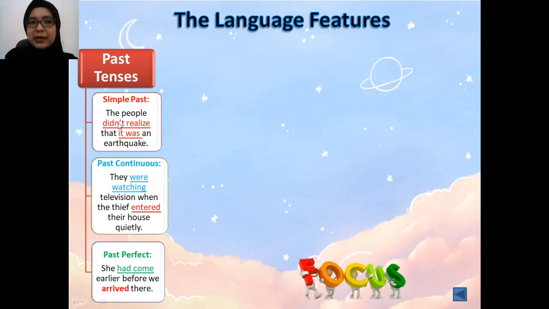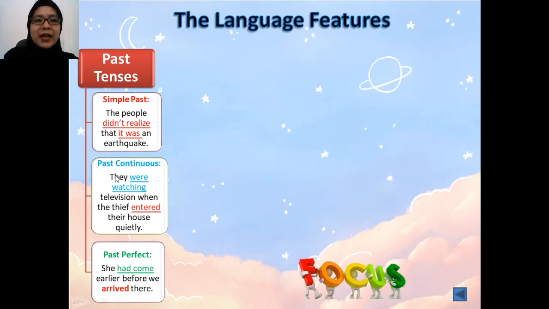Nah, simple past yang paling simple, yang paling sederhana, bentuk lampau paling sederhana. Di sini contohnya, the people did not realize that it was an earthquake. Oke, kenapa kita pakai did not? Karena ya bentuk lampau. Saat keluar did not, maka realize kembali ke bentuk 1, jadi did not realize. Bentuk positifnya, the people realized.